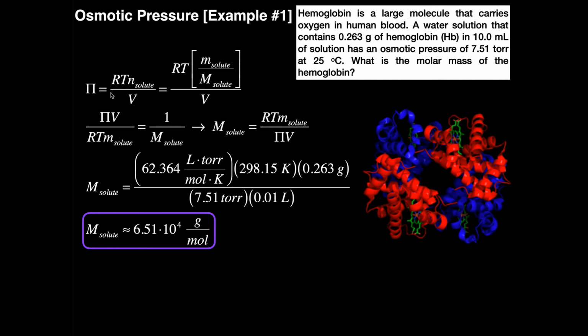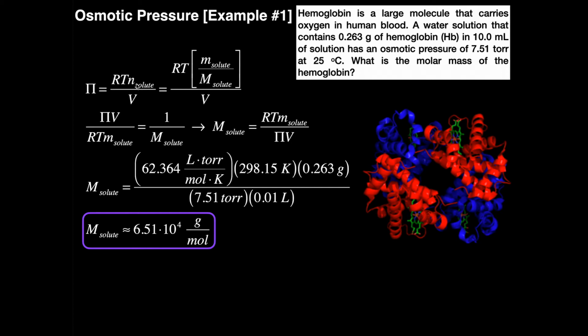And so we're going to begin with this formula right here where we have capital pi. This is the osmotic pressure. It's equal to the ideal gas constant times the absolute temperature times the number of moles of the solute, and then you divide by the total volume of the solution. Now, in this form of the equation, we don't have anything that indicates molecular weight explicitly.